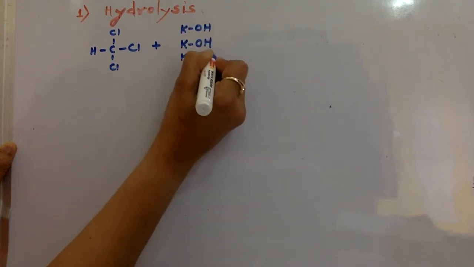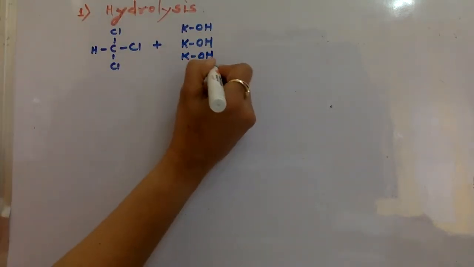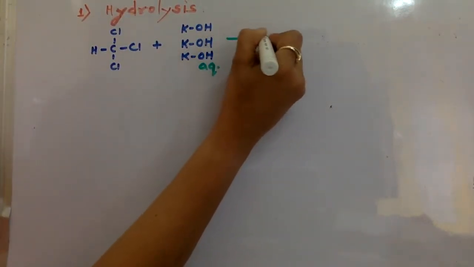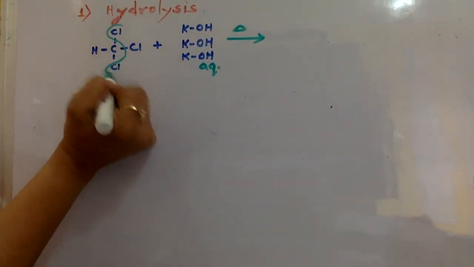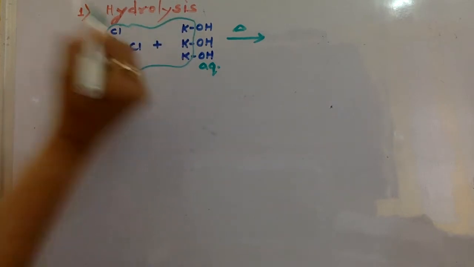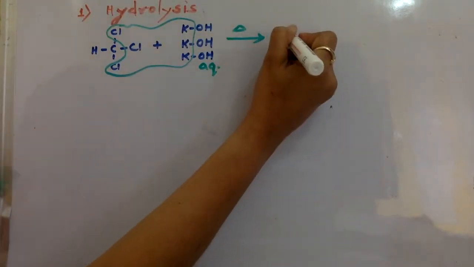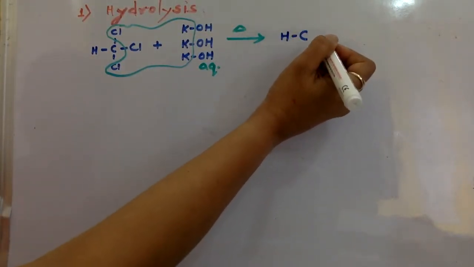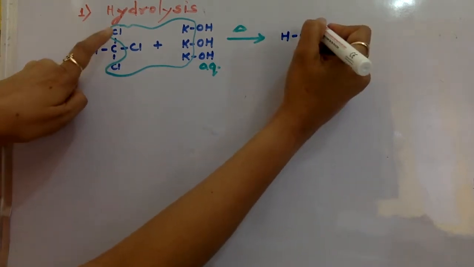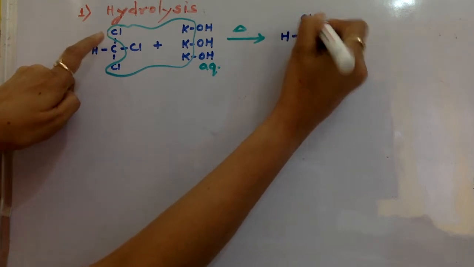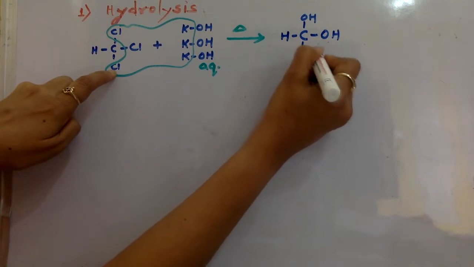So, I am taking 3 potash molecules. And for hydrolysis, the condition is aqueous medium and heat. And this is how the reaction takes place. So, I'll be getting CH, and then the Cl is replaced by an OH, and the next Cl is replaced by an OH, and this Cl is also replaced by an OH.